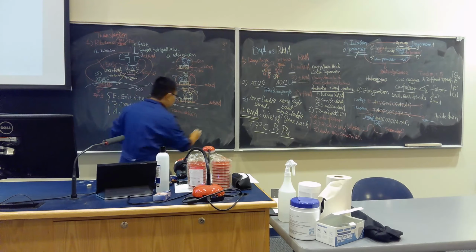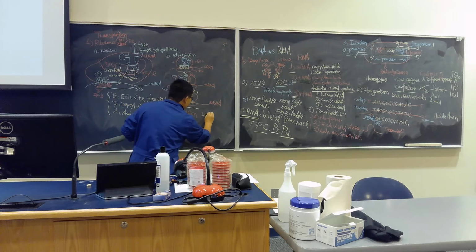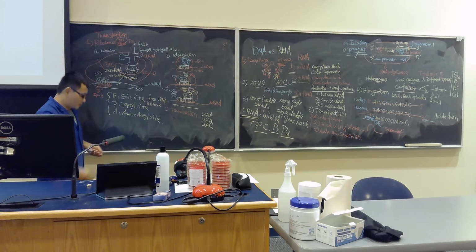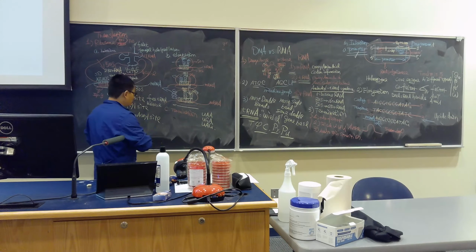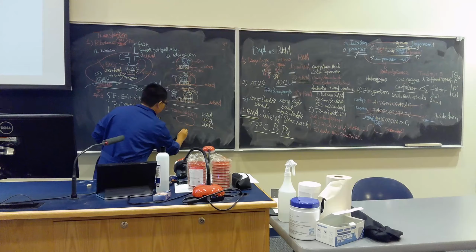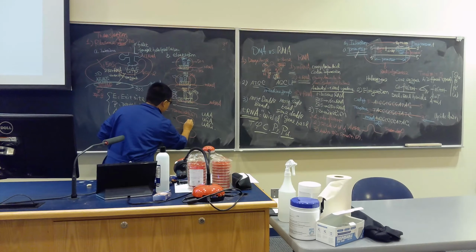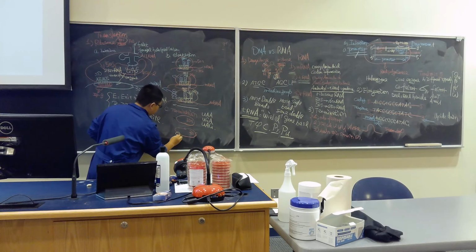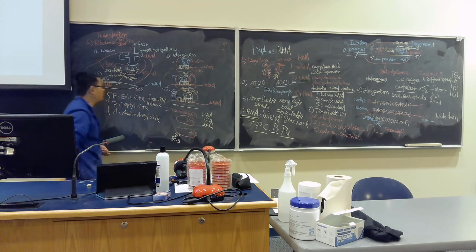Because they see the stop signal, which is UAA, UGA, and UAG. And then what's going to happen? These two will be released separately. This is 50S, this is 30S, and this guy, the elongation factor 3, put it back.